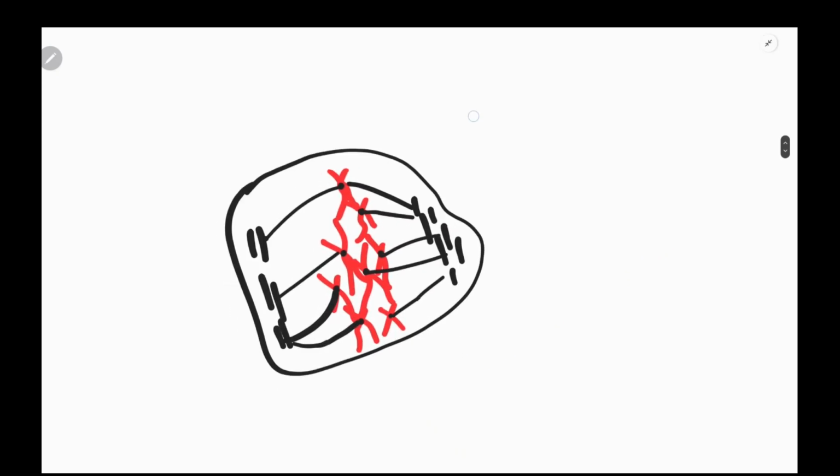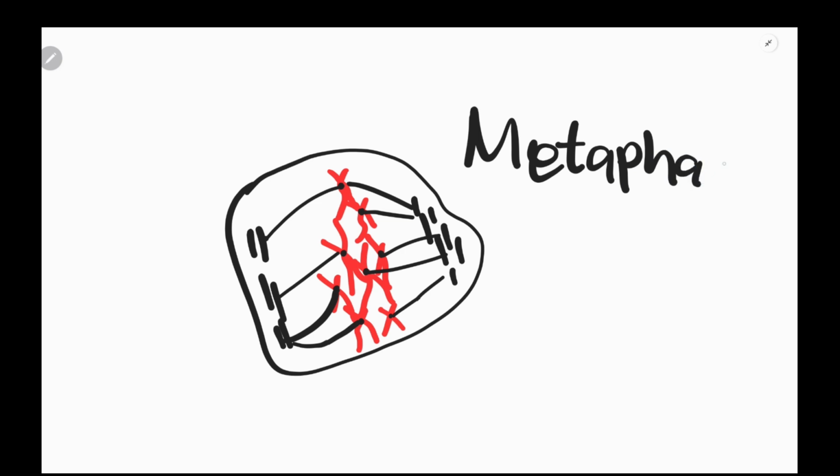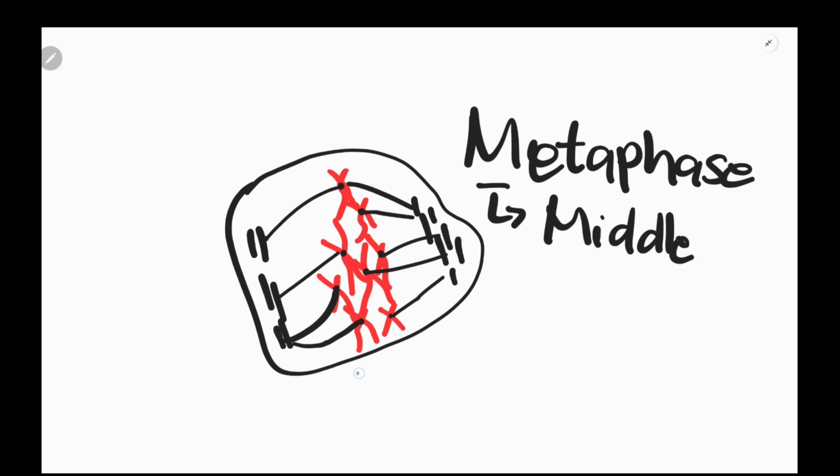The next stage we have is metaphase. Remember the letter M stands for middle. During metaphase, the chromosomes line up in the cellular equator on the metaphase plate, and microtubules from the poles attach to the kinetochores of each chromosome.